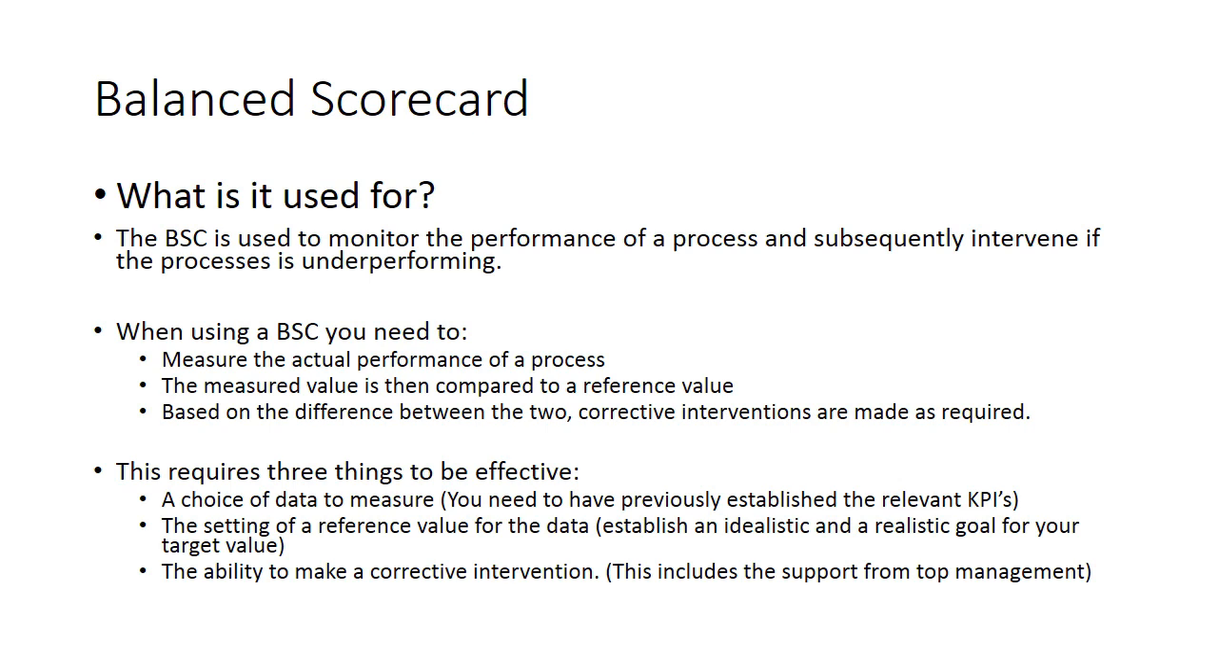And for the balanced scorecard to work correctly, you need to consider three things in order for it to be effective or to give results. The first one is that you need to have a clear choice of data that you want to measure, and you have to previously establish which key process indicators are relevant for your process. Also, you need to set a reference value for the data.